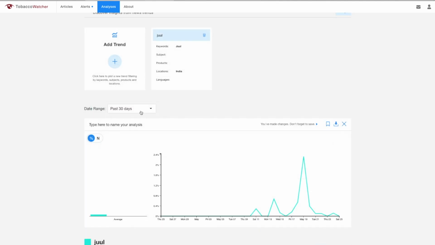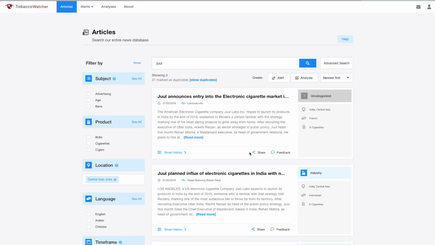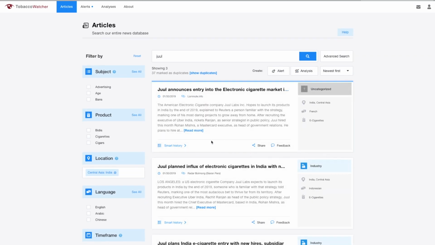Here we can see articles. We can filter by a different date range. We can look again at, let's say, the past 12 months of articles about Juul focused on India. And we can look at one of these spikes and try to understand what's happening here. What's going on with Juul in India? Here we can see those results. Juul is planning an entry into the India market.